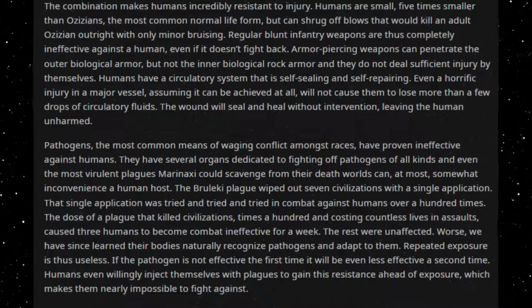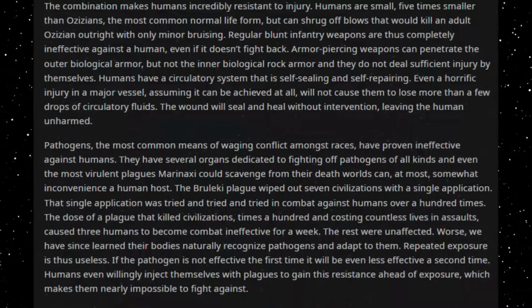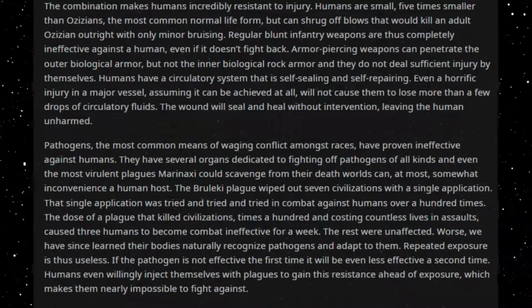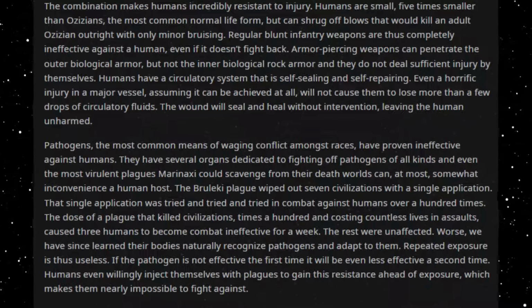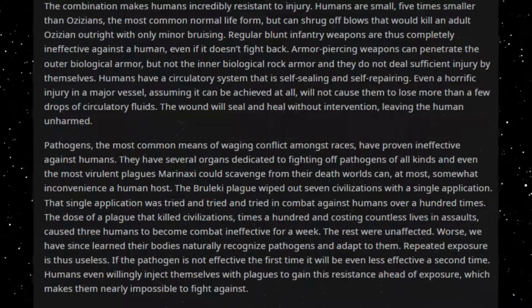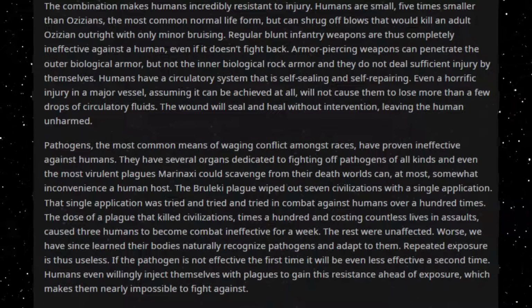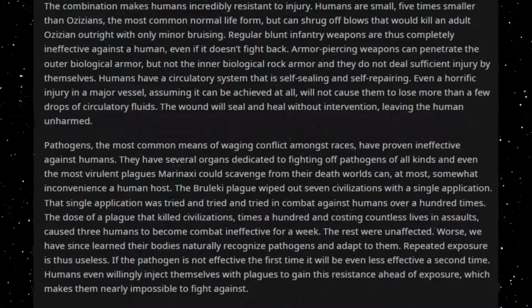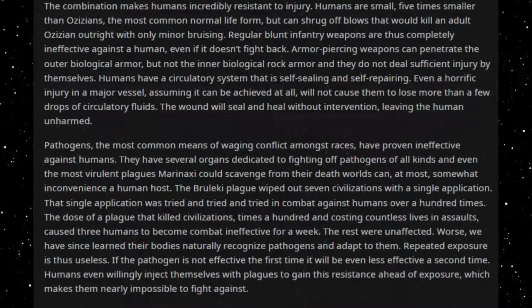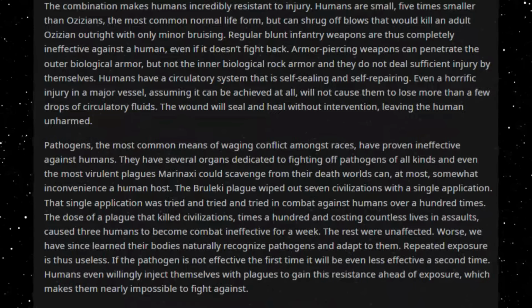Pathogens, the most common means of waging conflict amongst races, have proven ineffective against humans. They have several organs dedicated to fighting off pathogens of all kinds, and even the most virulent plagues Marinaxi could scavenge from their death worlds can, at most, somewhat inconvenience a human host. The Bruleki Plague wiped out 7 civilizations with a single application. That single application was tried and tried and tried in combat against humans over 100 times.